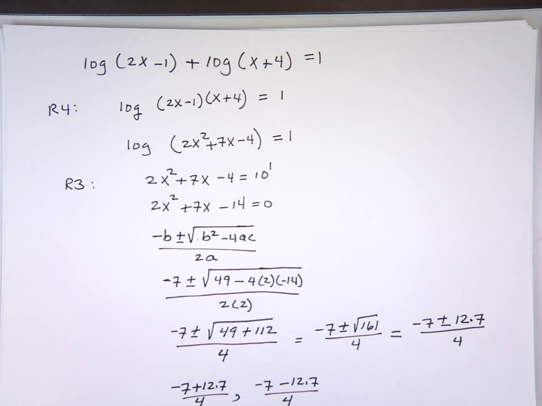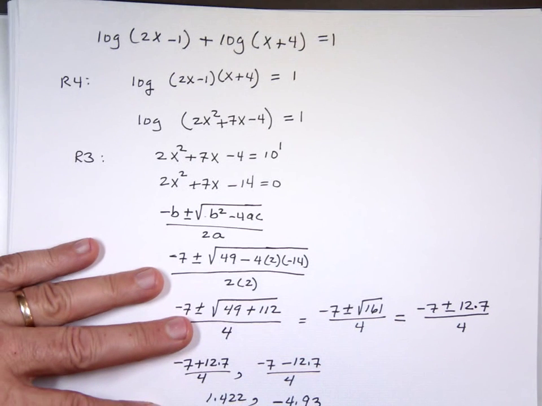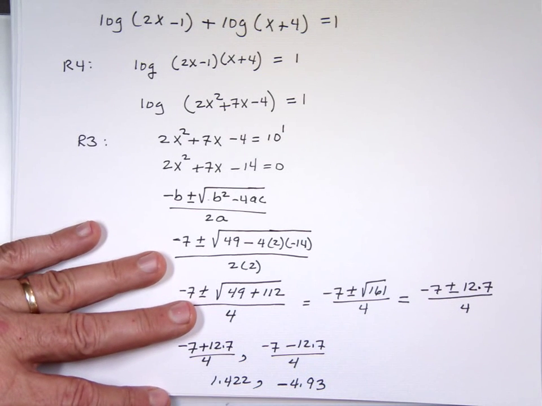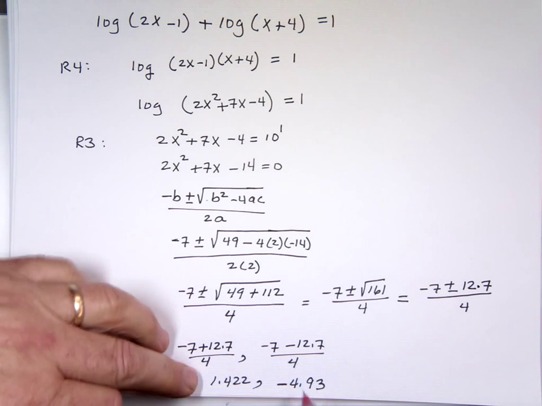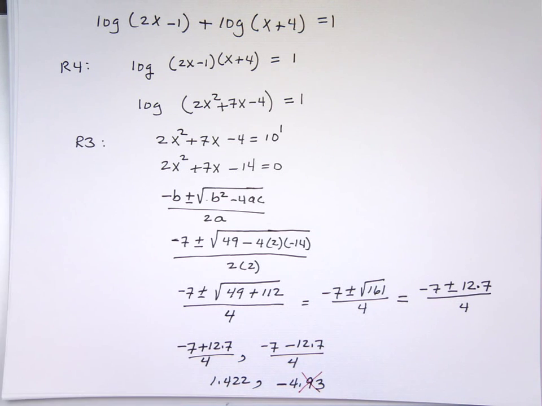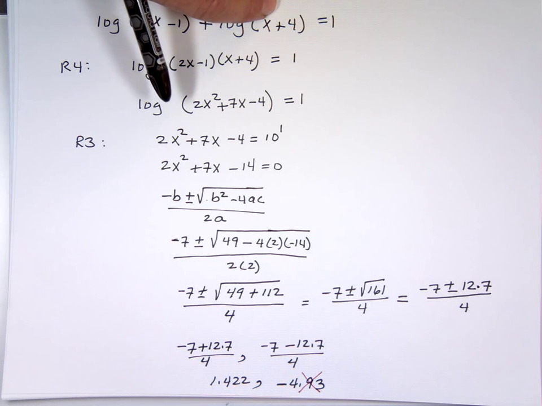Keep your eyes open on this problem. You cannot use the negative 4.93. Can't use it. Why? You'll have a negative number here. Can you take the log of a negative number? No. Same thing right here. That'll be a negative number. You can't take the log of a negative number. What about the 1.4? That's okay.